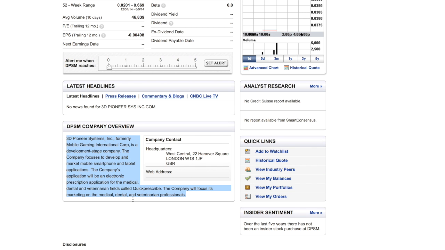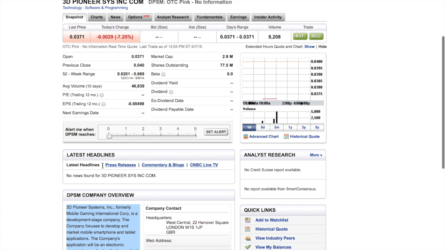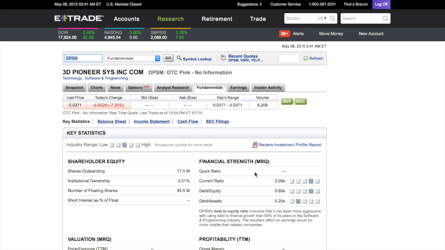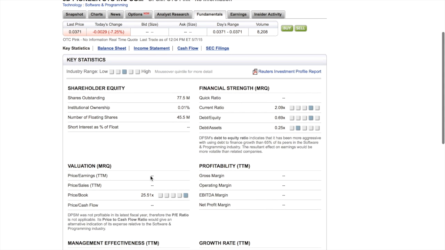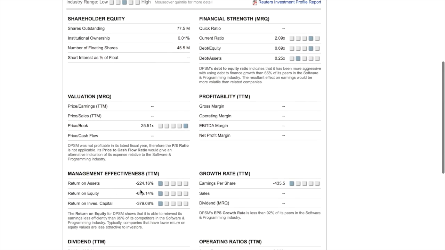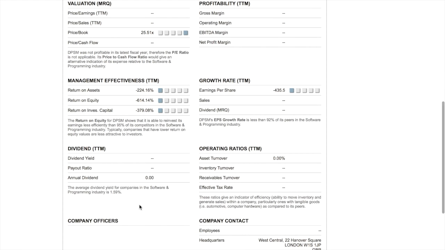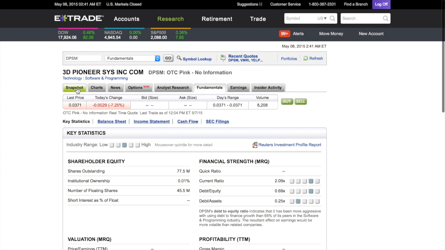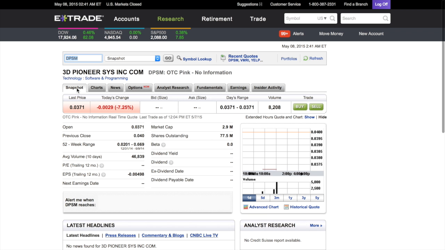You can look at the fundamentals of the stock, which is going to give you the PE ratio. As you see here, it doesn't have a PE ratio because this company is not profitable. So, return on assets, return on equity, and earnings per share. This is something that you can just look over, a quick little check.